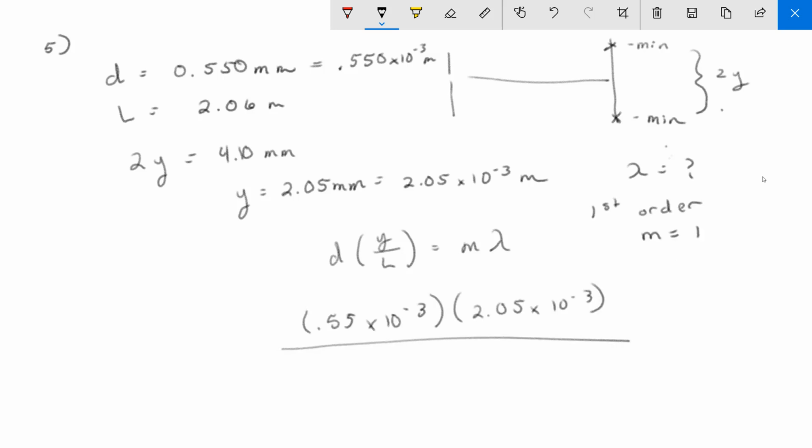There was also that other assumption that I forgot to explicitly state, m is equal to 1. Other than that, it's just very straightforward. And voila, I have my answer. The wavelength is 5.47 times 10 to the minus 7th meters, or 547 nanometers.